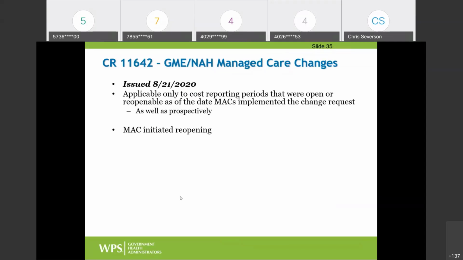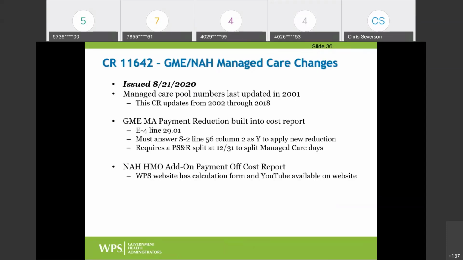If they're appealed for this specific issue, if they're within 3 years of the last NPR, then we can reopen it, and in fact, we have reopened it. These are MAC-initiated reopenings, so you don't even need to worry about it. You should have already received the reopening request.